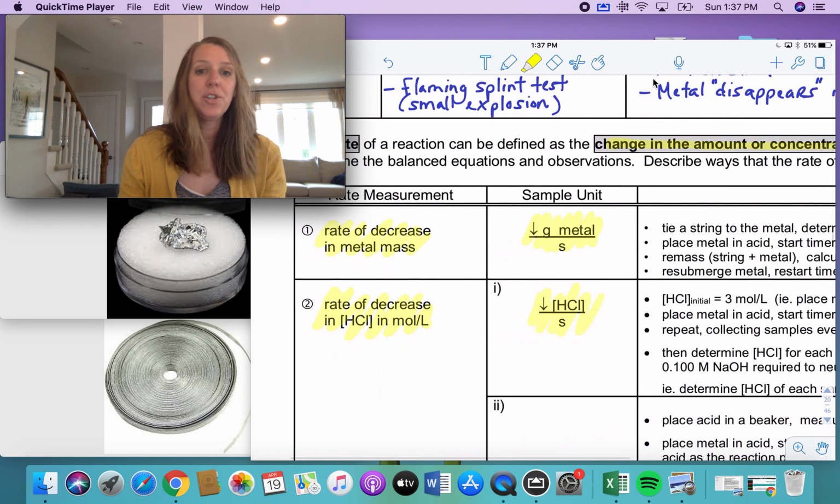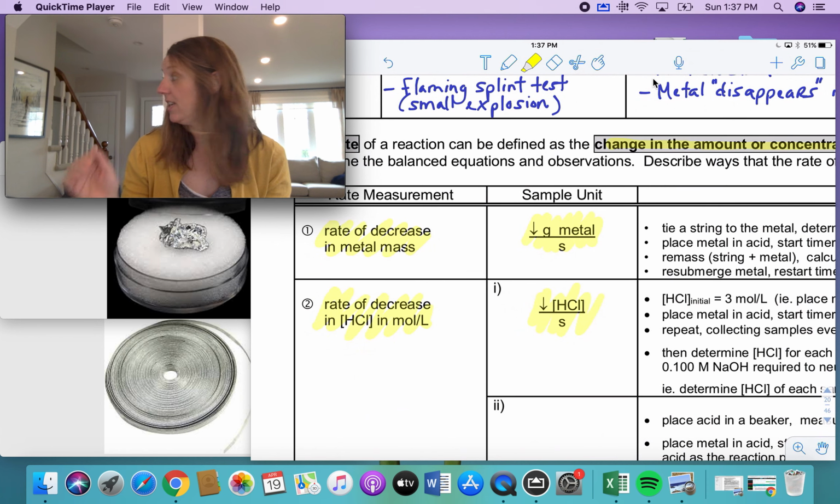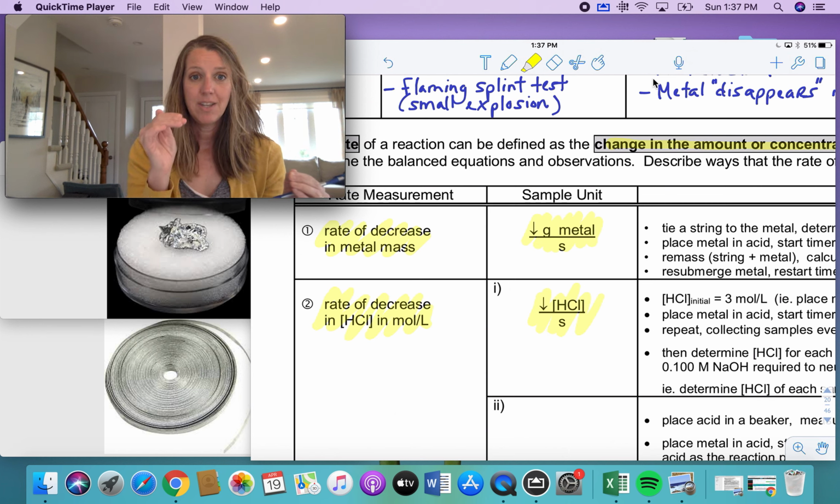So the first thing you could do would be, what if you've got the decrease in the mass? So what if you take a measurement of the mass before and then the mass after, change in mass, divided by the length of time. That'll give you a rate measurement.